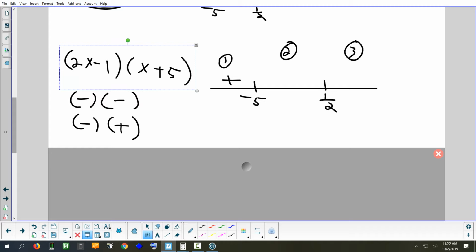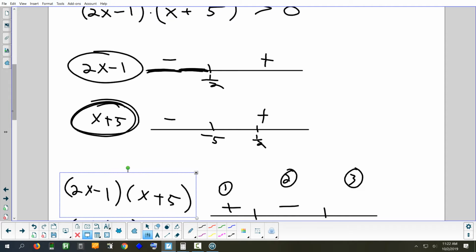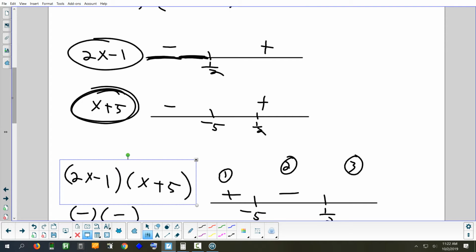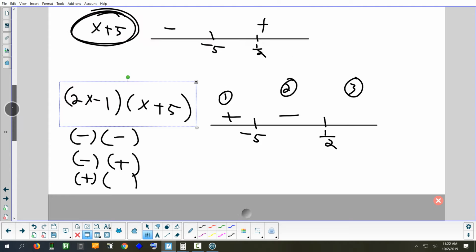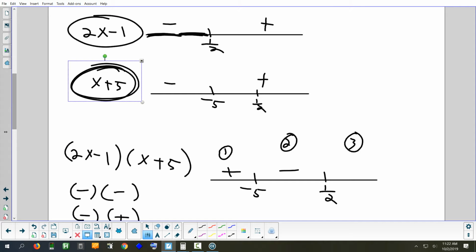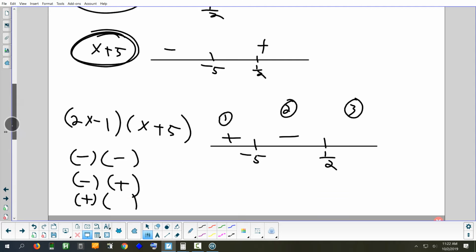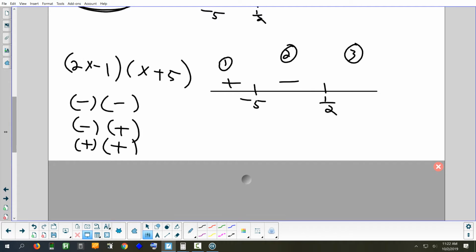What's a negative times a positive? Negative. Now let's look at what happens if we pick a number bigger than a half in both sections. Okay, so Jacob, if I'm in the top one, bigger than a half, what section am I in? Positive section. Yep, positive. Okay, Nikara, if I'm in the bottom, x plus 5 one, bigger than a half, what section? Positive. Positive again. Positive times a positive is a positive.